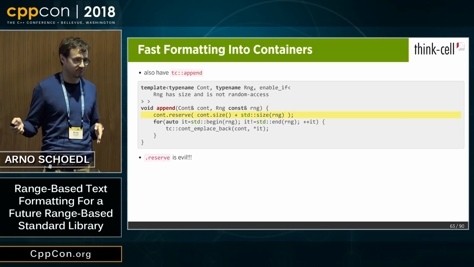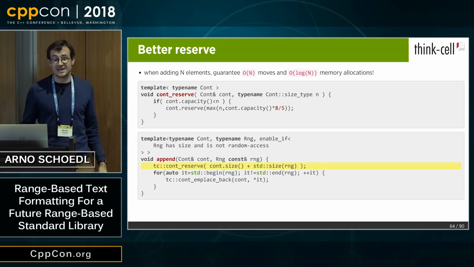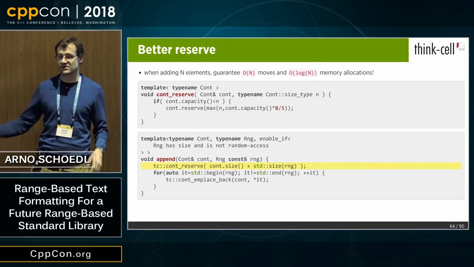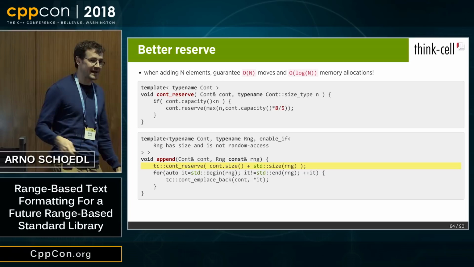Now, what we did is, as always, we just wrap reserve. We write a proper reserve, which, in the case that you actually have to change the capacity of your container, increases the size of the container at least by a constant factor. There are some who advocate the golden ratio as that factor. And if you then replace the dot reserve with the wrapper, then you get decent performance.